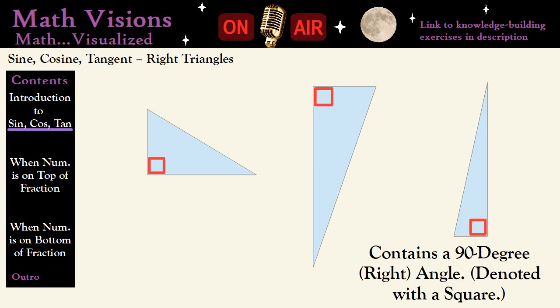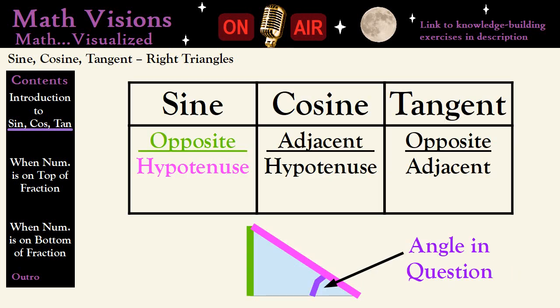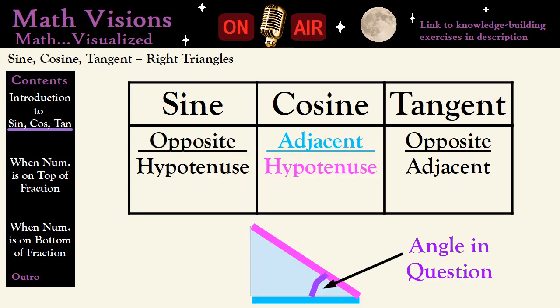Sine, cosine, and tangent on Math Visions. If you look at our table, you'll see that sine is the leg opposite the angle divided by the hypotenuse. Cosine is the adjacent leg divided by the hypotenuse. And tangent is the leg opposite the angle divided by the leg adjacent to the angle in question.